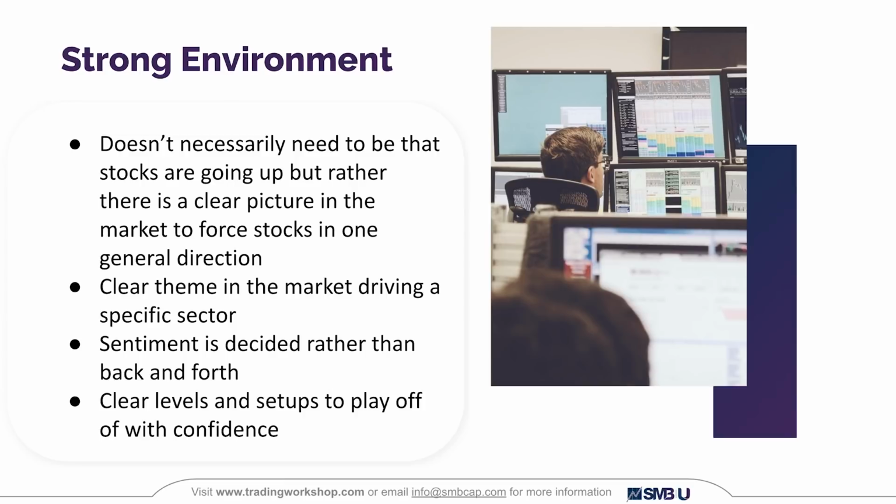Clear levels and setups to play off of. Like in a strong market, you'll have those rising wedges, and then there'll be breakouts, and then they'll test the breakout and go, and there'll be a bunch of volume on that. You won't have this choppy setup where we break highs, then break back down, and then come back up and break, or come back down, break lows, and then come back, and you end up in a range. That's not what you want to see in a strong environment. So not necessarily that it would need to be up or down, just a clear picture.